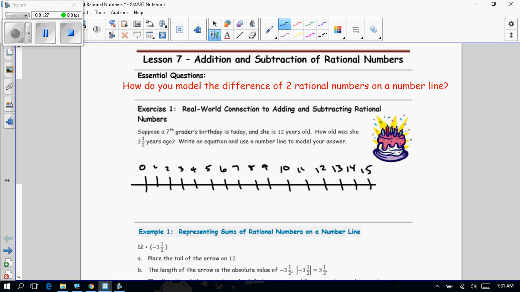Okay, so I'm actually going to have you guys pause. I want you to give this a try and see how you do. So go ahead, hit pause, and check back with me as soon as you have that done.